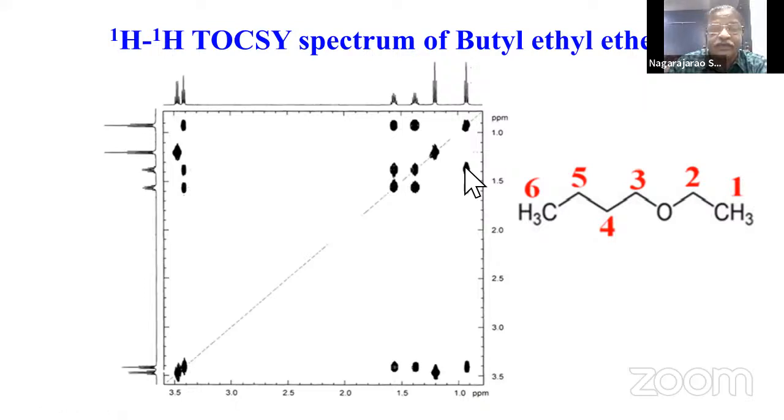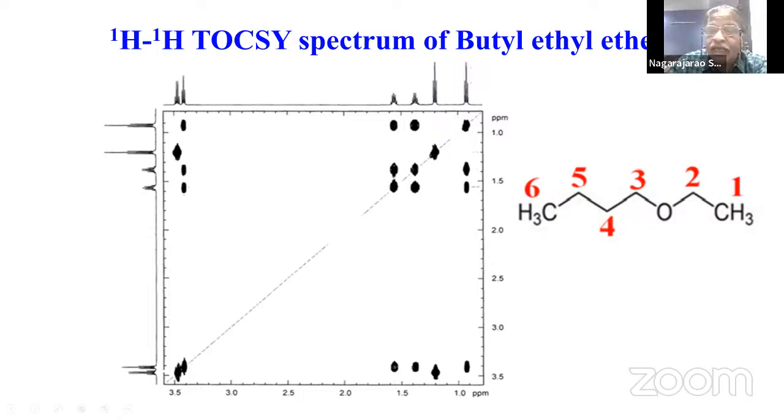Now what I'm going to explain, you understand? This is a molecule where we have O in between. One is coupled to two, two is coupled to one. That's okay. But between two and three, there is an O here. There is no coupling between two and three. Understand? You are silent.